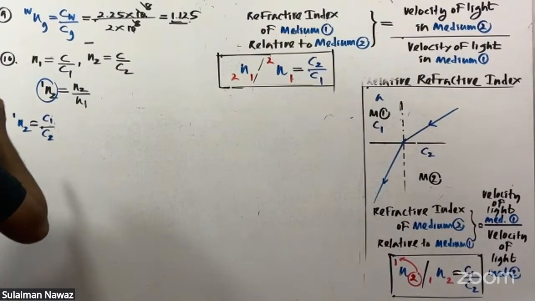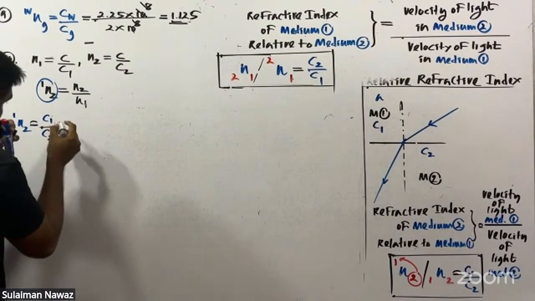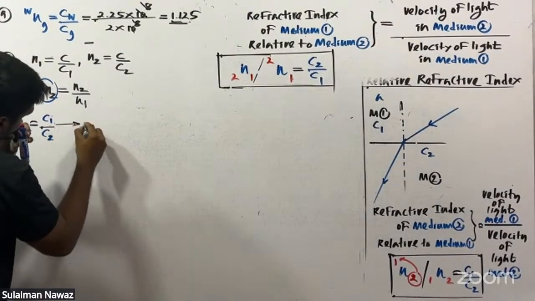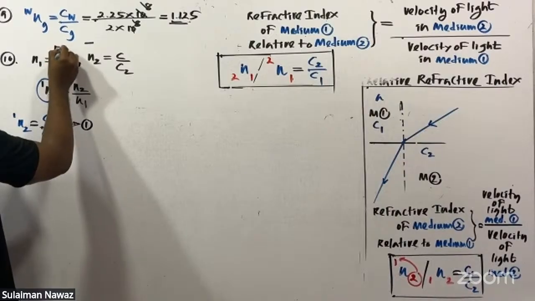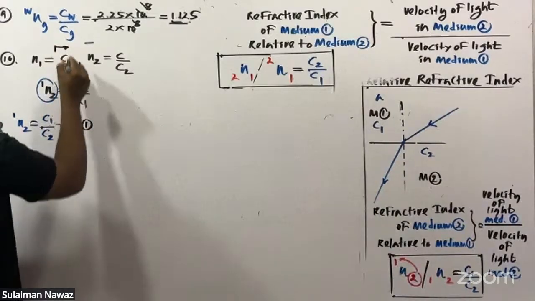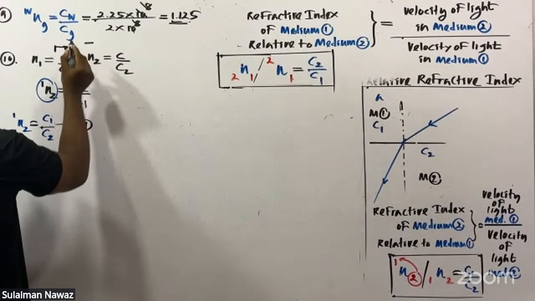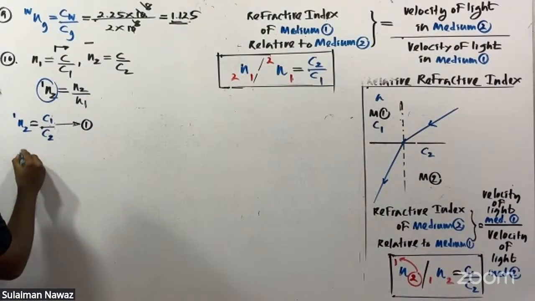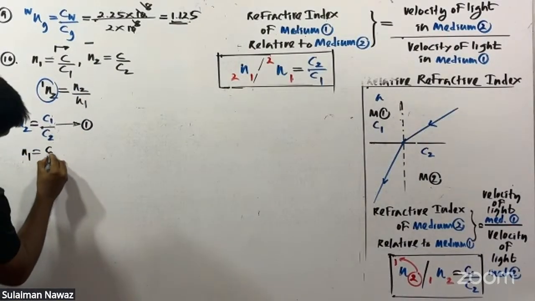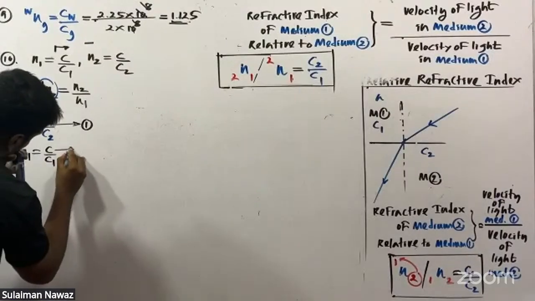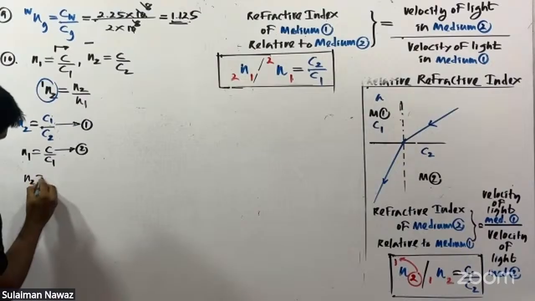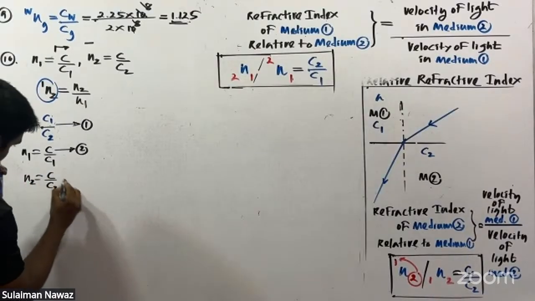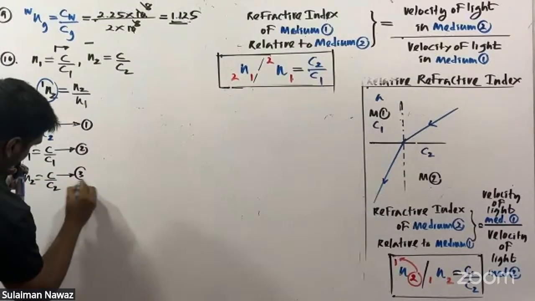I take the first result as equation 1. This is equation 1. And this result, I take it as equation 2. N1 means C over C1 is my equation 2. The given data N2 means C over C2, I take it as equation 3. So what can I do then?